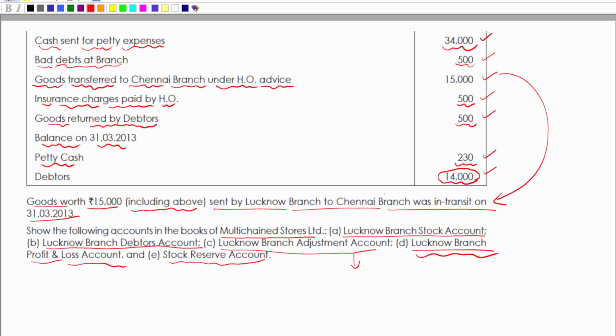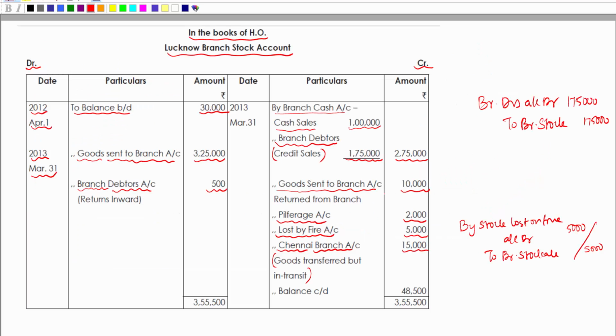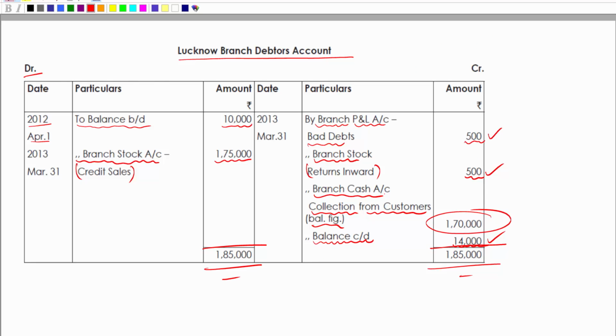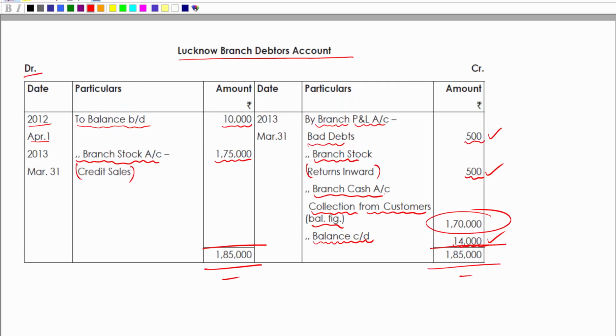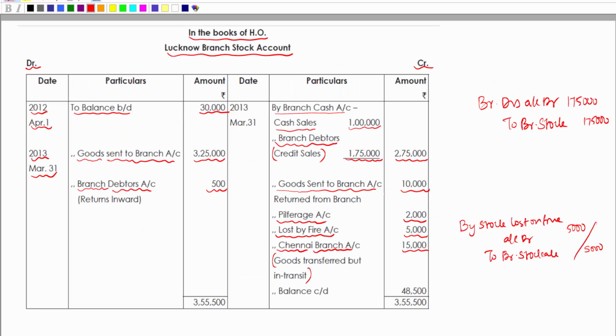Next, what are the other items we are yet to cover? We are yet to balance this branch stock account. We have balanced branch debtors account. We are yet to balance branch stock adjustment account. So how are we going to do this? For this, first of all, we have to close the branch stock account. So let's go to branch stock account.